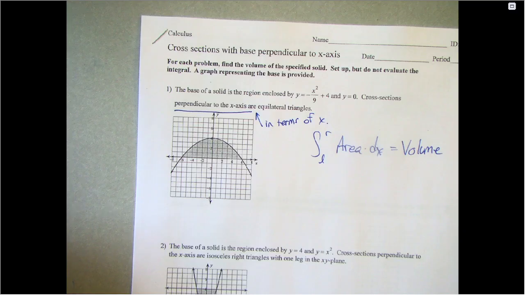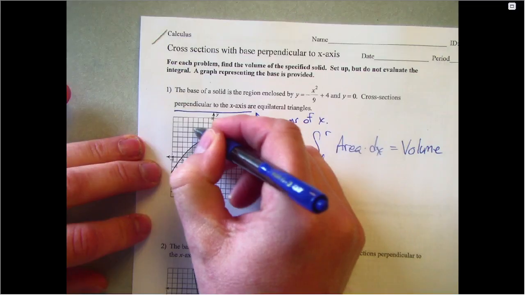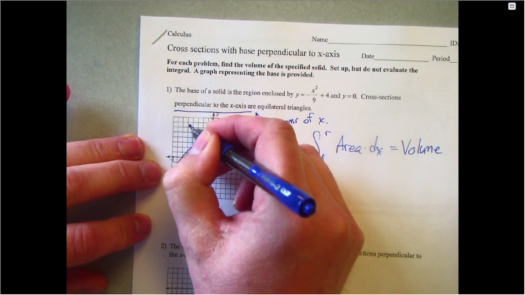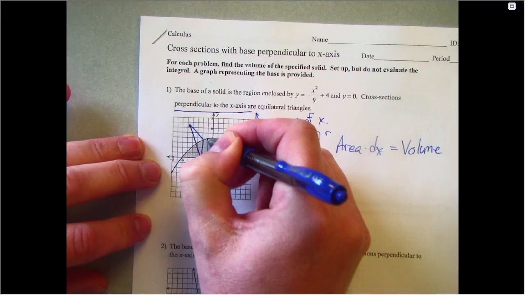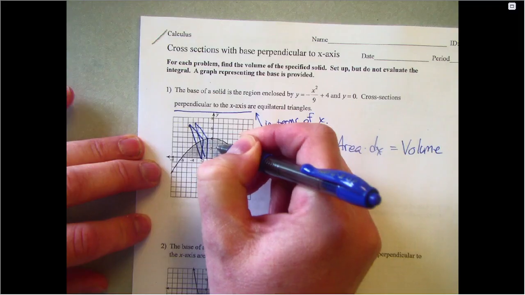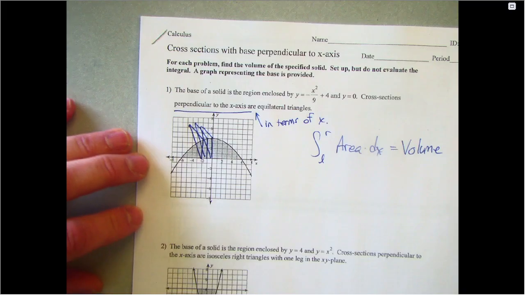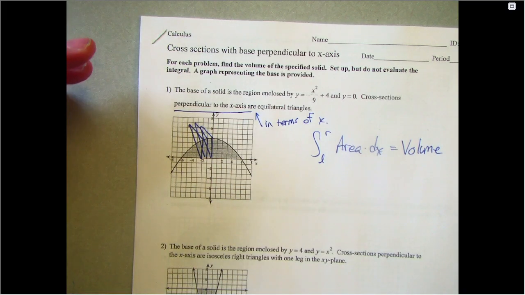So perpendicular to the x-axis are equilateral triangles. I want you guys to try to draw these, just so you get an idea of what it looks like. Also, so I can walk around and laugh at each other. It'd be something like, I don't even think this is really that great, but if those are equilateral, it's something like that.